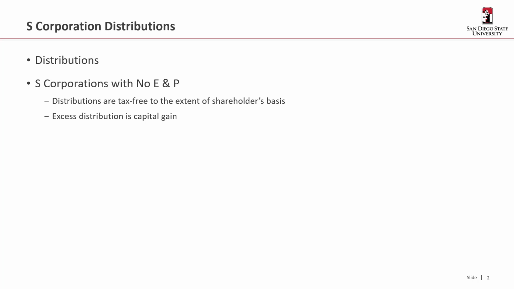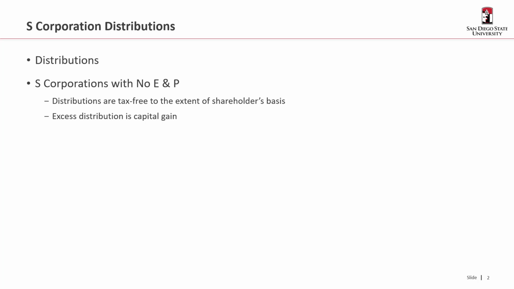So when it comes to distributions, we're only going to worry about S corporations with no E&P. This is made considerably more complex if you have a C corporation that generated earnings and profits and then converts to an S corporation, because you can imagine that would leave E&P stranded without triggering dividend recognition. But that's why we're not going to deal with that.